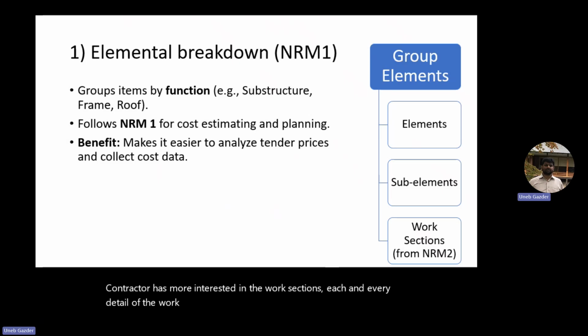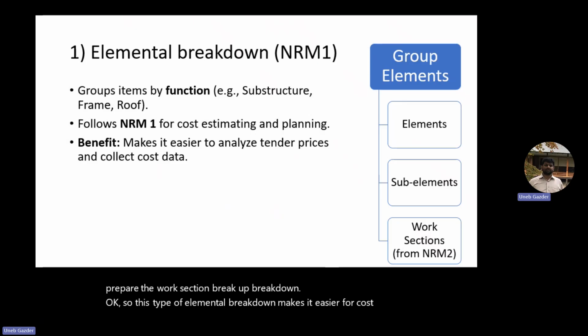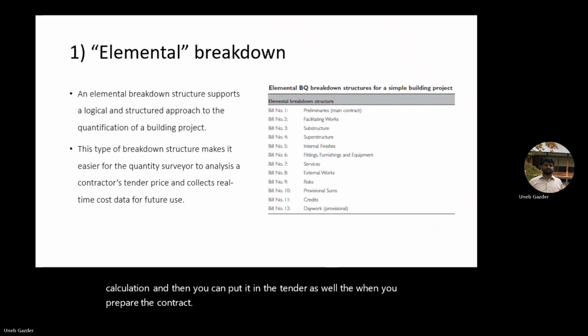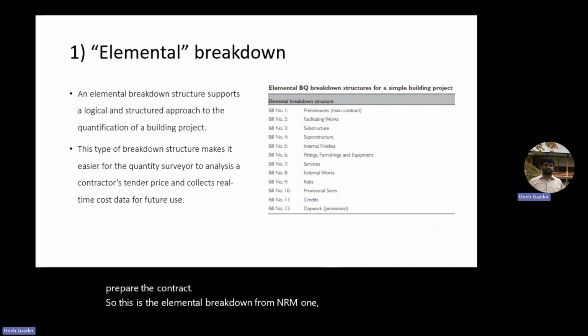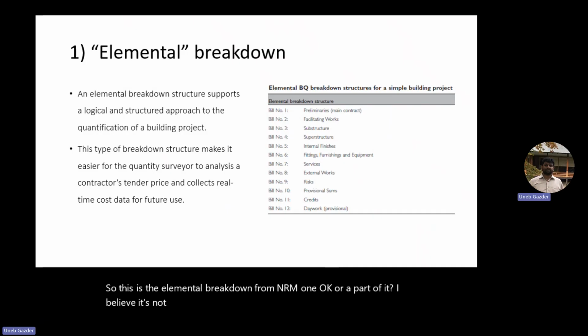Okay, so this will go to the contractor and he will prepare the work section breakdown. This type of elemental breakdown makes it easier for cost calculation. And then you can put it in the tender as well, when you prepare the contract. This is the elemental breakdown from NRM1, or a part of it, I believe. It's not the full one. You can see it is following a logical sequence.